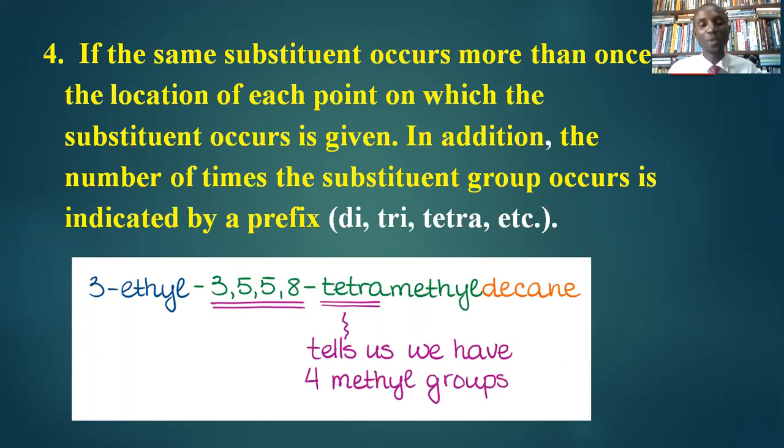When you look closely, you observe that between numbers and letters, we use hyphen to demarcate it. But between numbers, each of them, you separate with a comma. Between 3 and 5, we use comma to separate them. But between 8 and tetra, we use hyphen. Anytime you have a number and a letter, you use hyphen to demarcate it. And after the substituent, there will not be any space with the parent chain. You write it together, methyldecane, no space. So that is it.